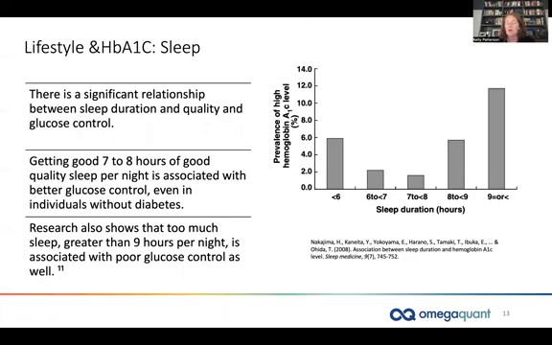Now, again, this is probably very similar to that all-cause mortality, where something else might be going on with the folks who are sleeping 9 or more hours a day. You might see other disease processes, things like that. But it's just something to note that if you're feeling like you need more sleep, there could be something else going on. And more than 9 hours a night is associated with poor glucose control.